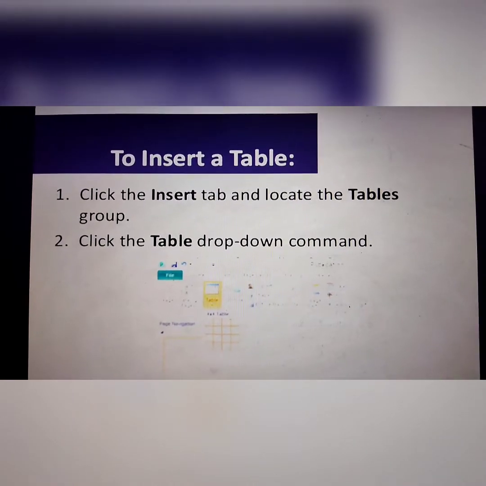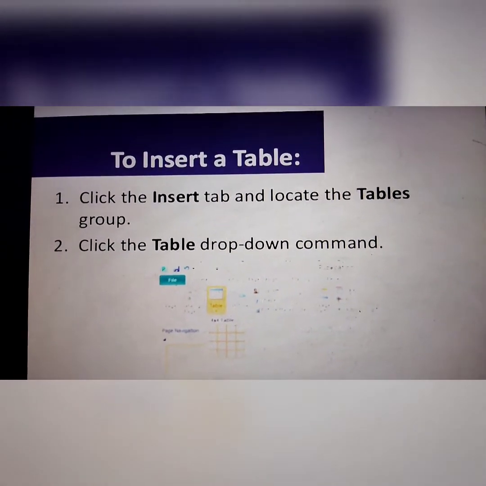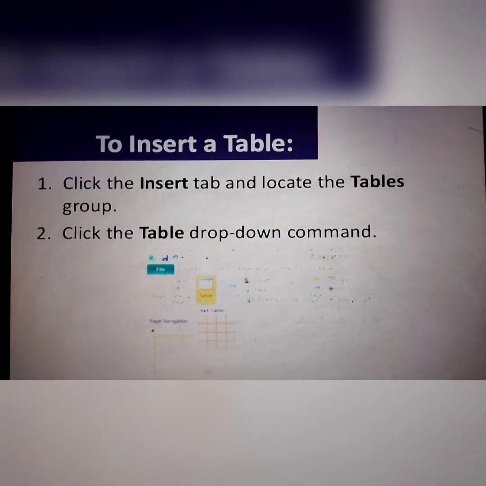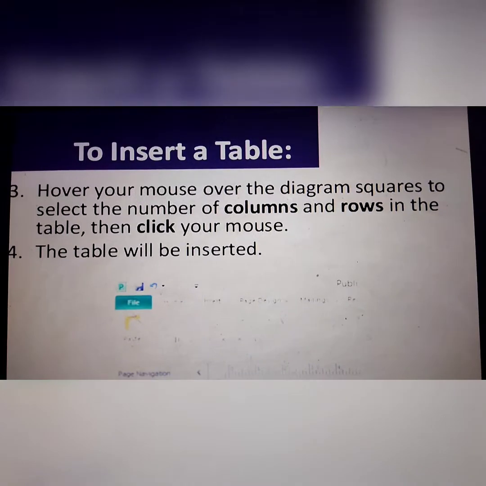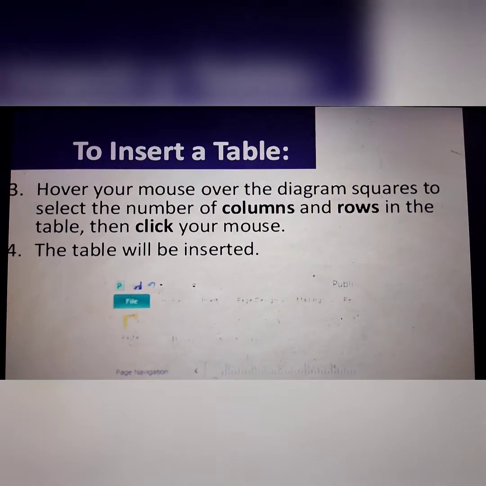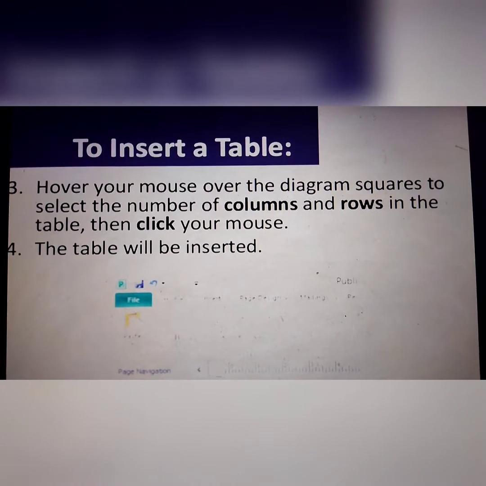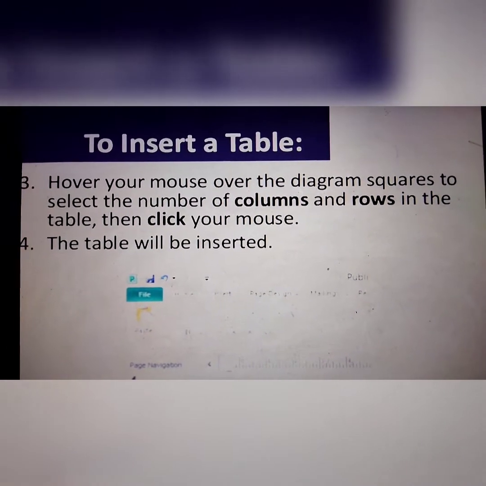Next, students, you will see how to insert a table. First, click the Insert tab and locate the Tables group. Second, click the Table drop-down command. Then third step, hover your mouse over the diagram squares to select the number of columns and rows in the table. Then click your mouse and fourth, the table will be inserted.